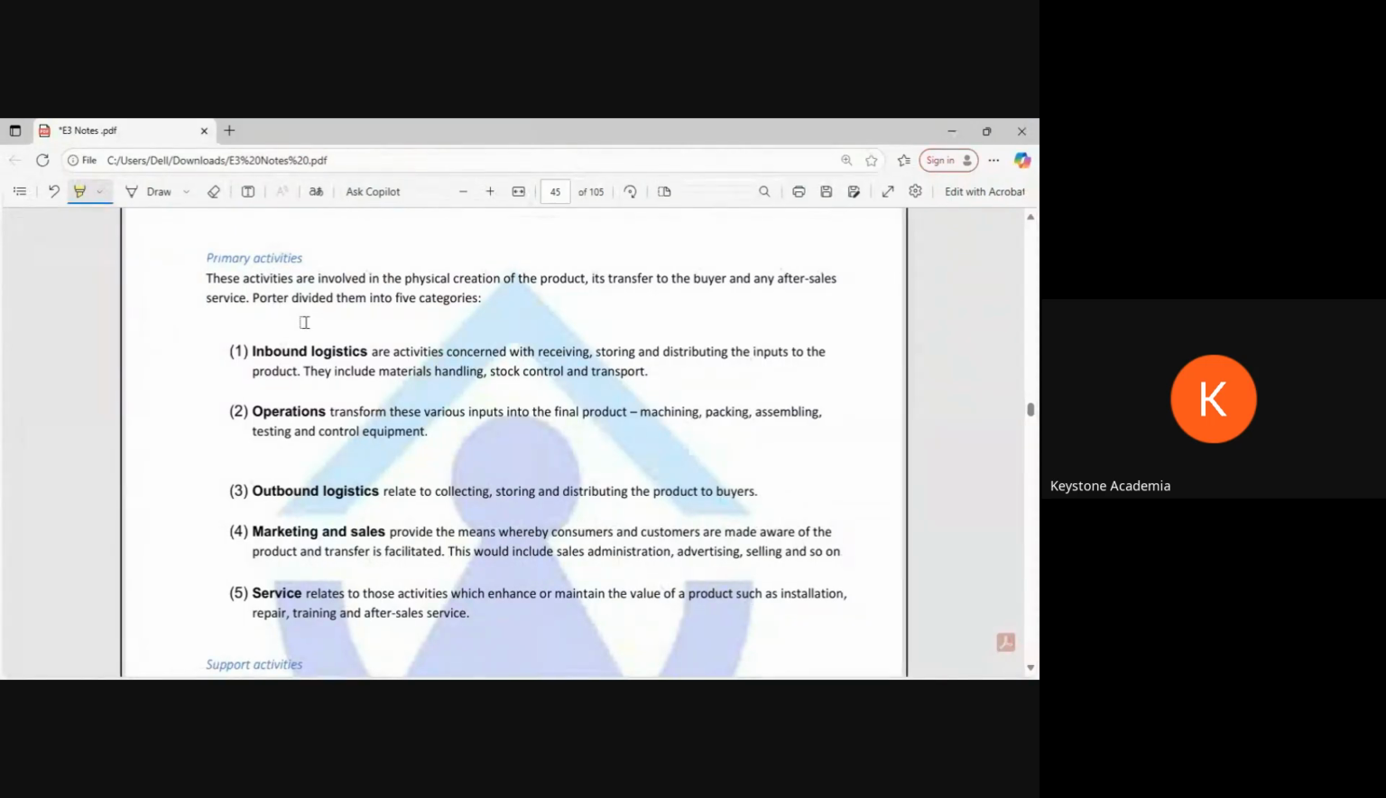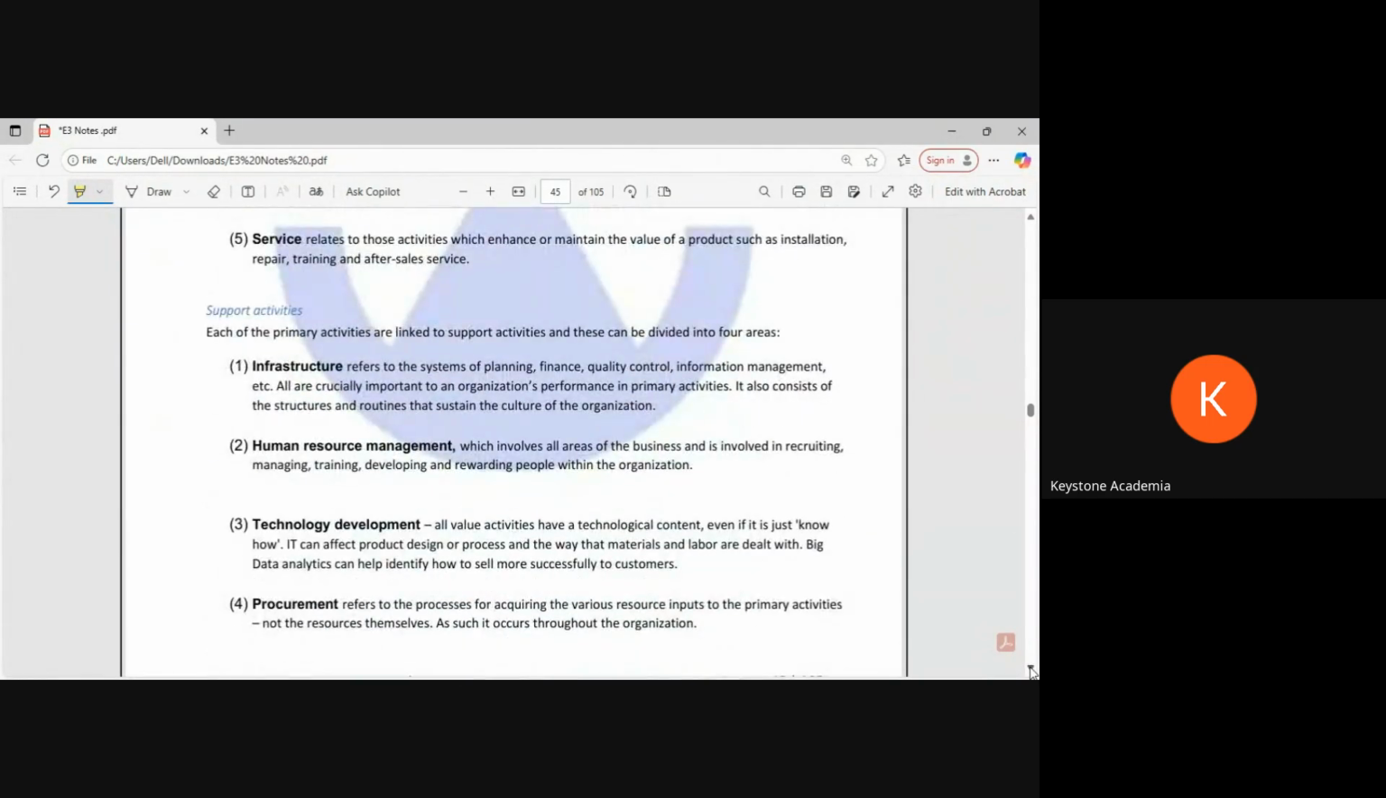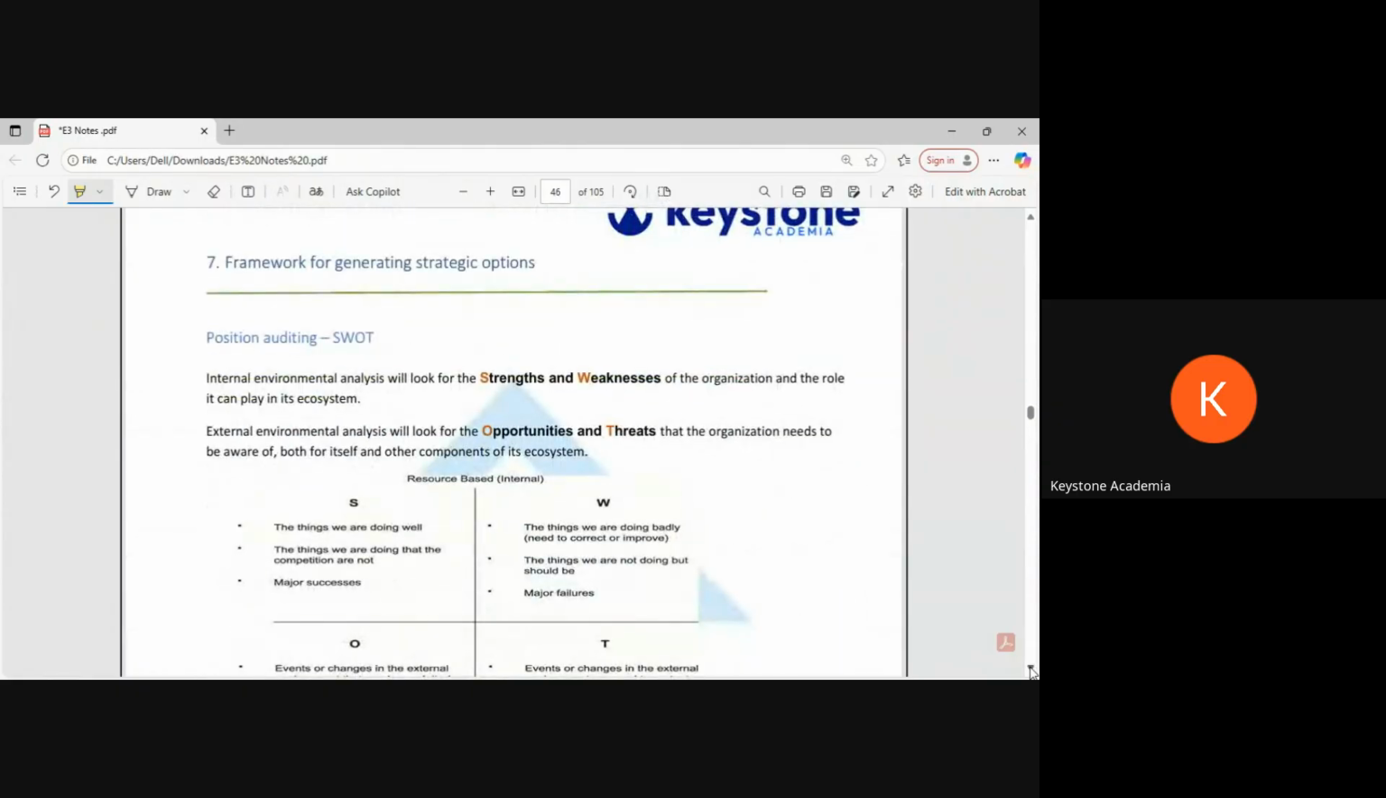Maybe you can have a read through this once. Then moving on to the next, which is strategic options. So this is again an extension of the same thing.